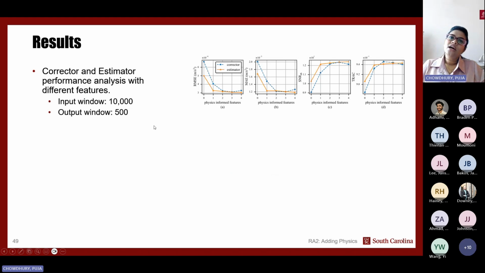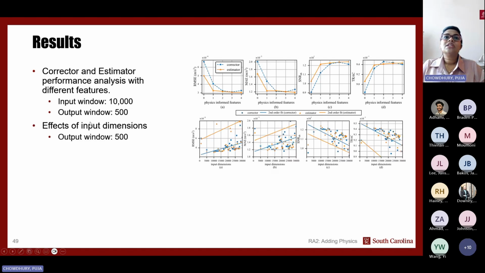For this analysis, I used an input window of 10,000 and an output of 500, but it doesn't come out of nowhere. We needed to make many sensitivity analyses to reach this input window and output window.